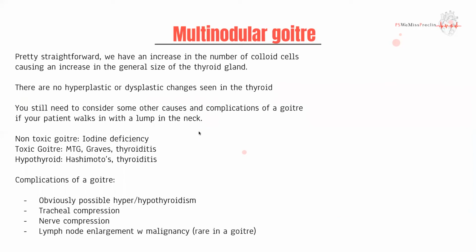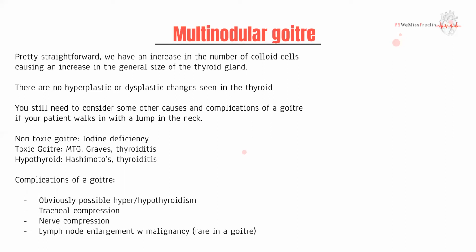Now, multinodular goiter, as the name suggests, you have an issue with many nodes, so you have multiple nodules, and this can increase the size of the thyroid gland and can also lead to hyperthyroidism. However, you very rarely see hyperplastic or dysplastic changes, so it's a relatively benign condition. You still need to consider some other causes for a goiter when you see something like this. So things like iodine deficiency, Graves' disease, thyroiditis, Hashimoto's, all are relevant things to consider.